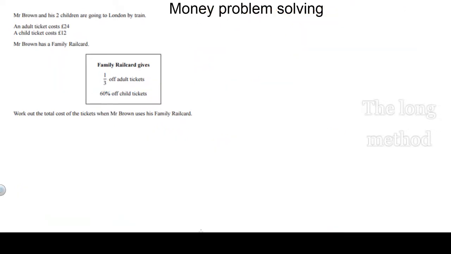Now, Mr. Brown and his 2 children are going on a trip to London. Adult ticket costs £24. That's for Mr. Brown. A child ticket costs £12. But obviously there's a discount. If you look down the bottom, it says 1/3 off adult tickets, 60% off child tickets. We want to work out the total cost. So let's work with the adult, Mr. Brown.